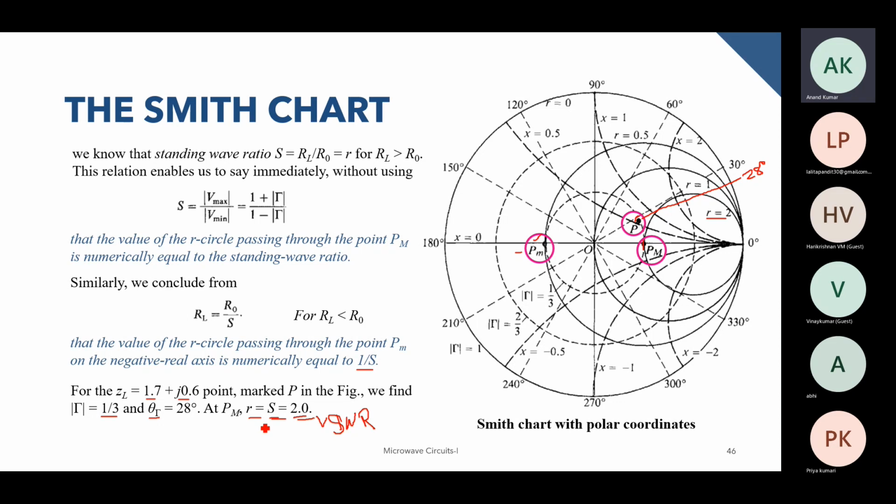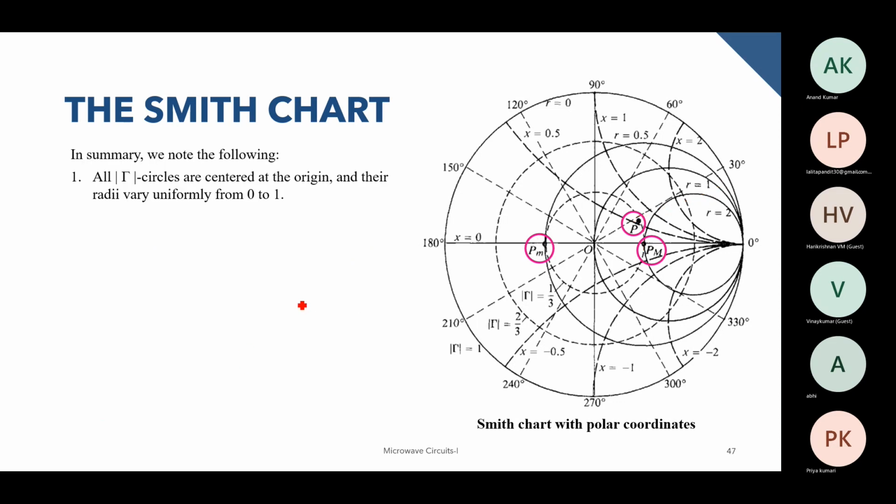And for all this, no equations were involved. So in summary, we note the following points: all gamma circles are centered at the origin. If you look closely, all these gamma circles are centered at the origin, and their radii uniformly vary from 0 to 1, and anything greater than 1 is not under consideration.